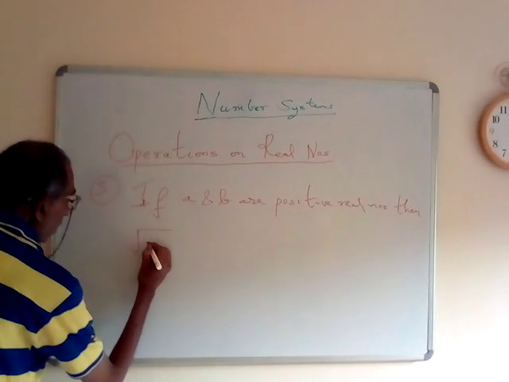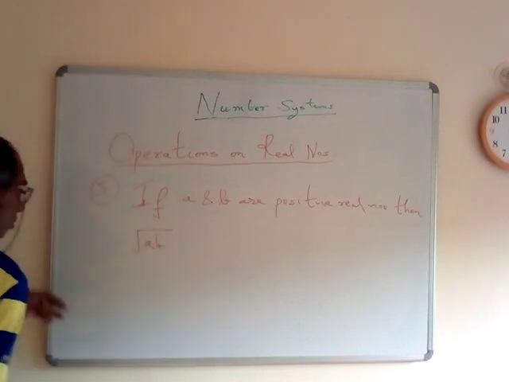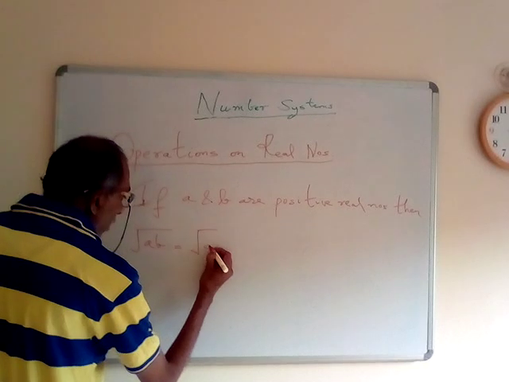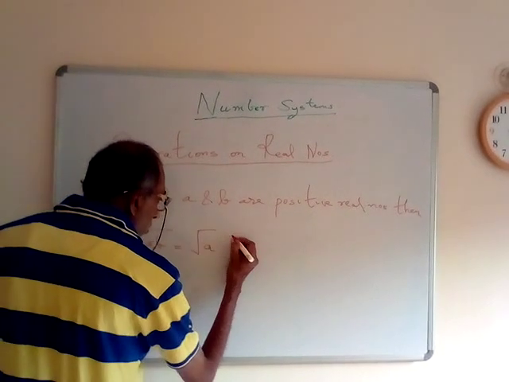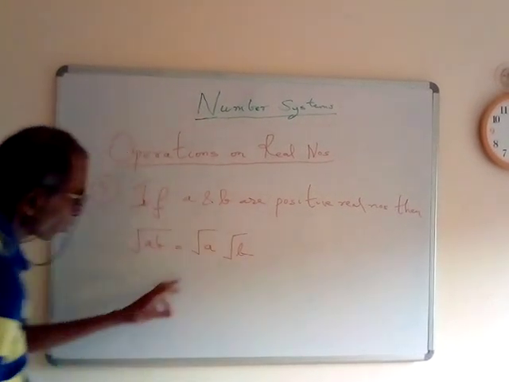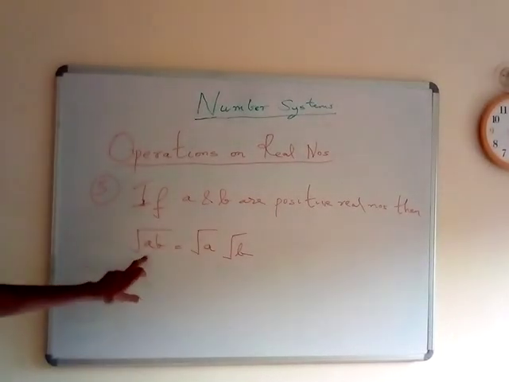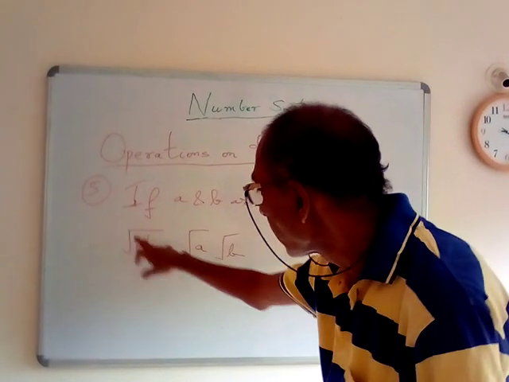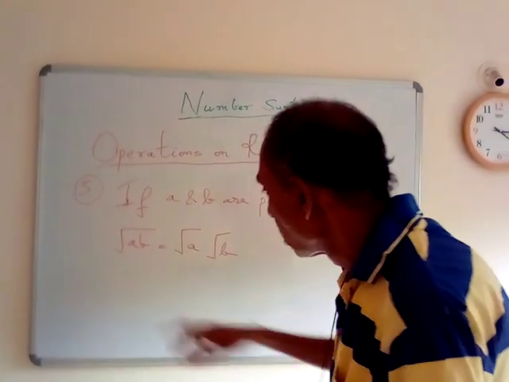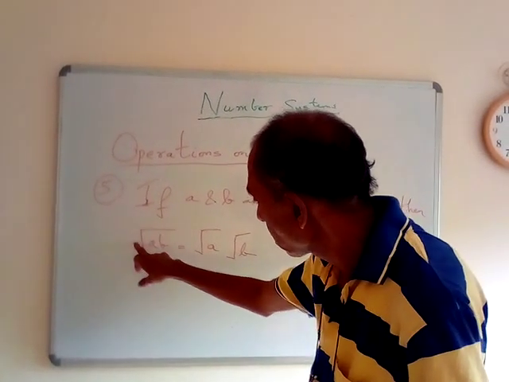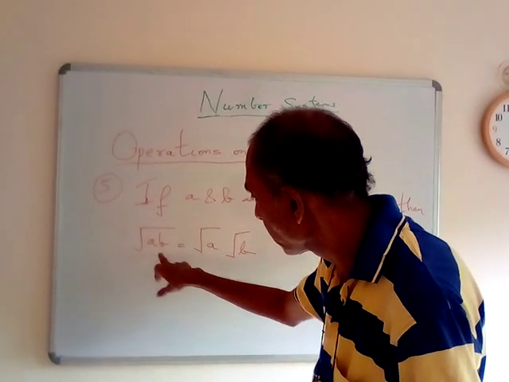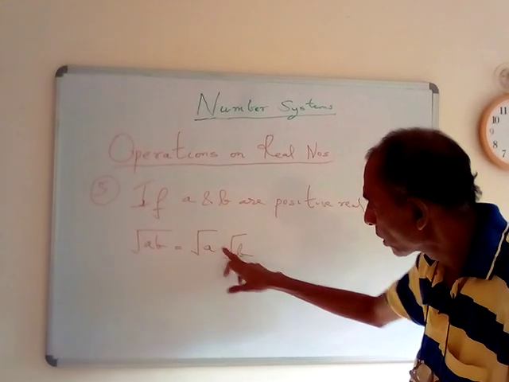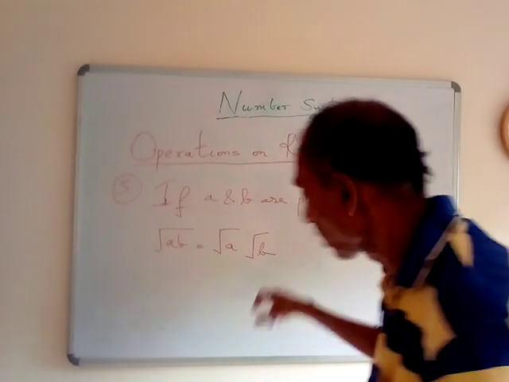Then root AB is equal to root A root B, because this is multiplication. Here also AB is A into B and it is under the root. So A is inside the root and B is also inside the root. So here we can write this as root A root B. So this is also multiplication, root A root B.